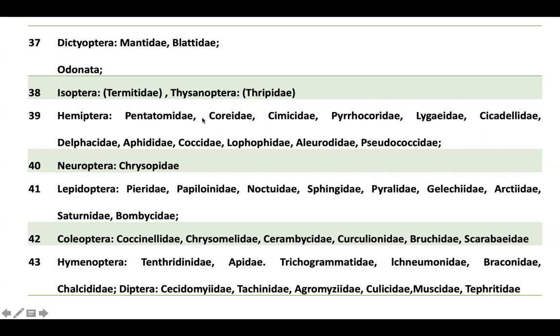Hemiptera, different bugs are there, like Pentatomidae, Pyrrhocoridae, Lygaeidae, Cicadellidae, Delphacidae, Aphididae, Coccidae, Lophopidae, and Pseudococcidae. These are families you will be studying with examples. And then Neuroptera, Chrysopidae, and you will be studying Lepidoptera. There are different families like Pieridae, Papilionidae, Noctuidae, Sphingidae, Pyralidae, Gelechiidae, Arctiidae, Saturniidae, and Bombycidae. So all these families you will be studying under the order Lepidoptera.